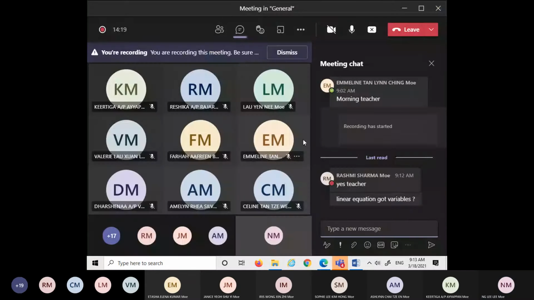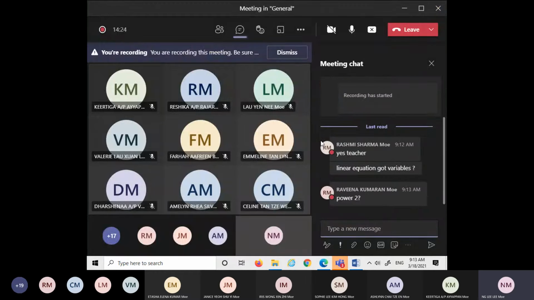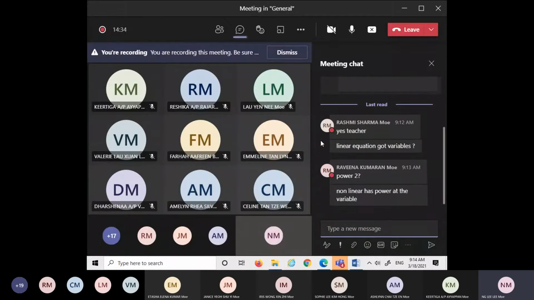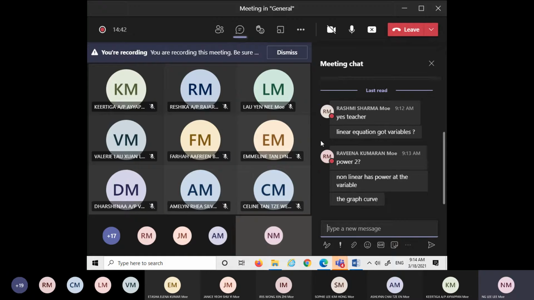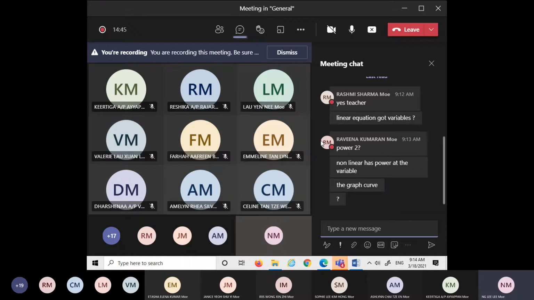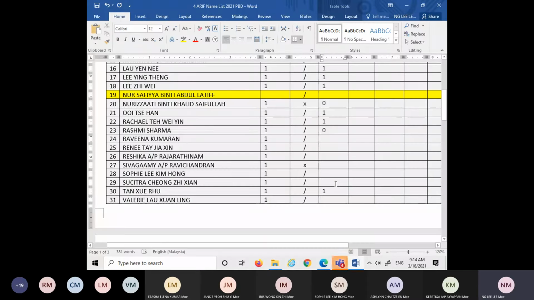Ravina, if you have a mic, you can turn on your mic, Ravina. Power 2? Which one has power 2? A linear or a non-linear? Oh, non-linear has power at the variable. Okay, non-linear has a power. The graph is a curve. Not very accurate yet, but I can give you the 1 mark. I want one more girl to try. Rini.